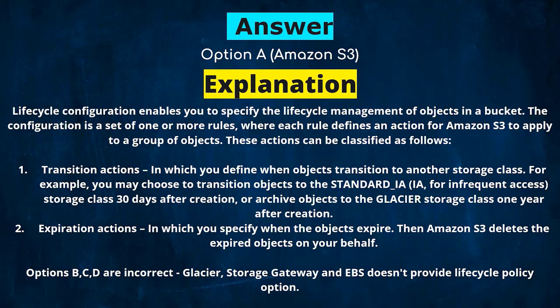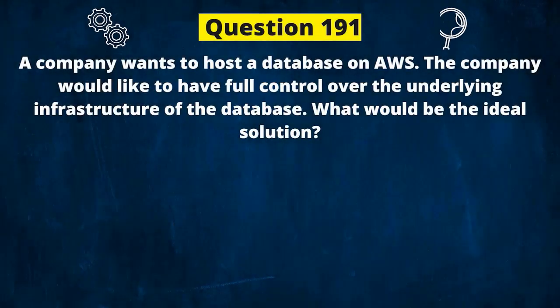Options B, C, and D are incorrect. Glacier, Storage Gateway, and EBS don't provide lifecycle policy options. Next question. A company wants to host a database on AWS. The company would like to have full control over the underlying infrastructure of the database. What would be the ideal solution?